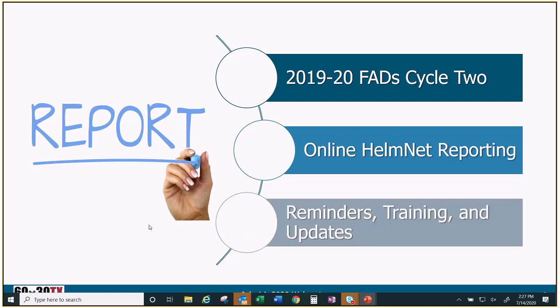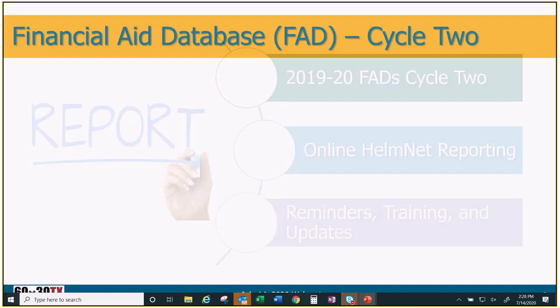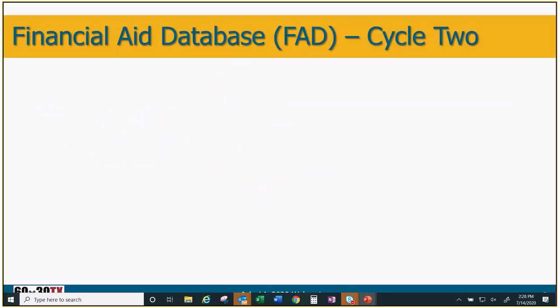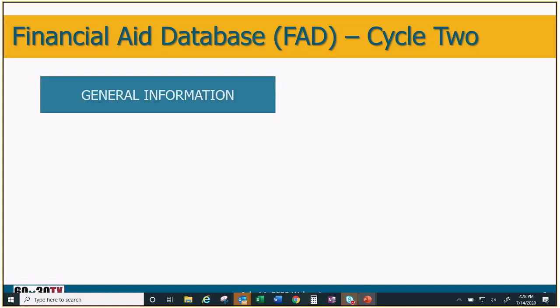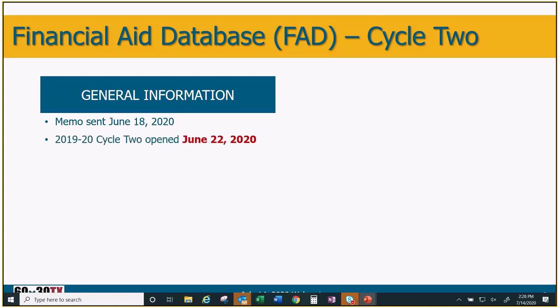So let's get started with the FADS. As you may be aware, the Cycle 1 FADS for 2019-20 was canceled. But as of June the 18th, we did send a formal notification out letting institutions know that Cycle 2 would begin. And as of June 22nd, 2020, the Cycle 2 did officially open for you to submit your files.